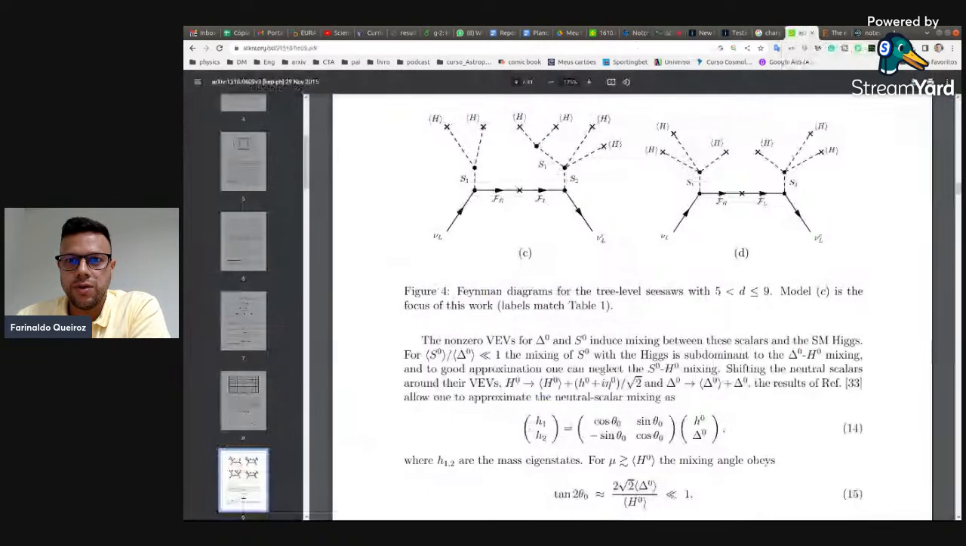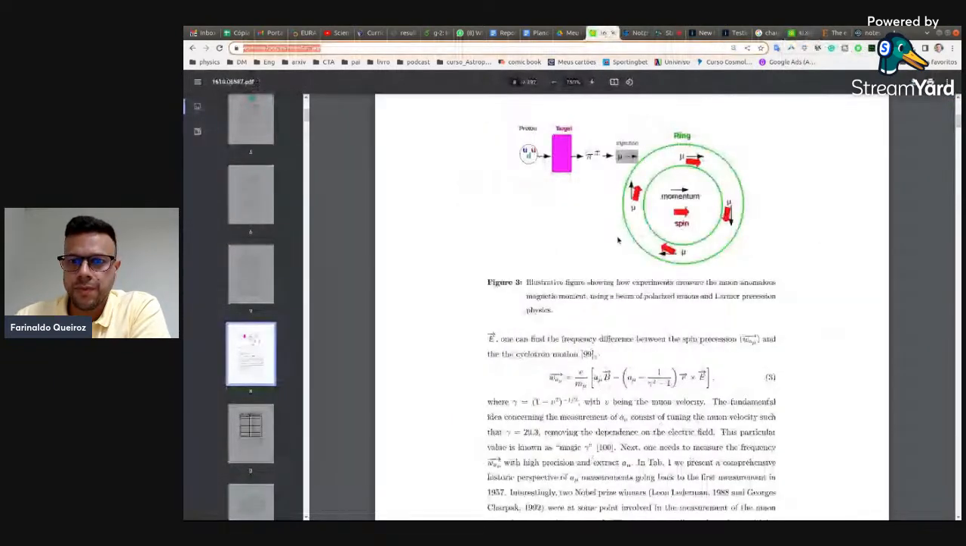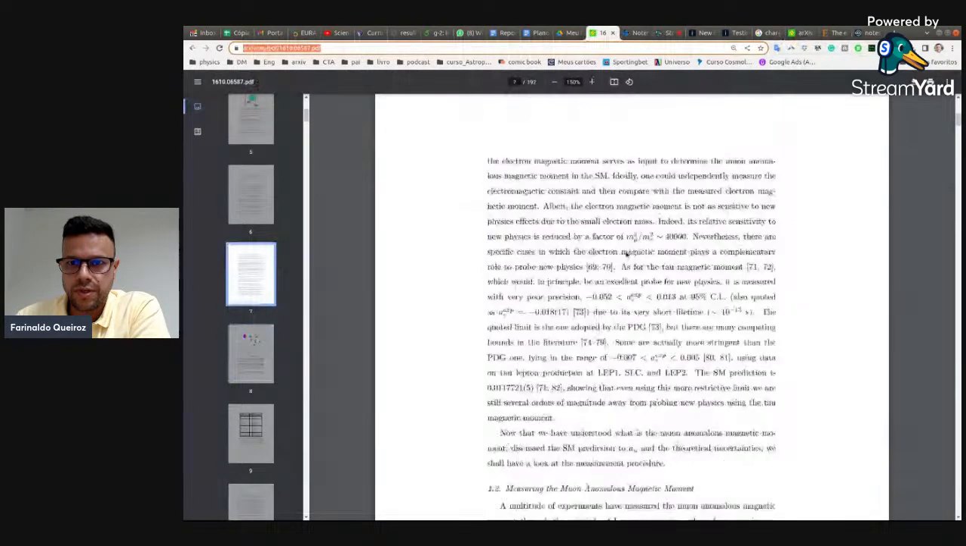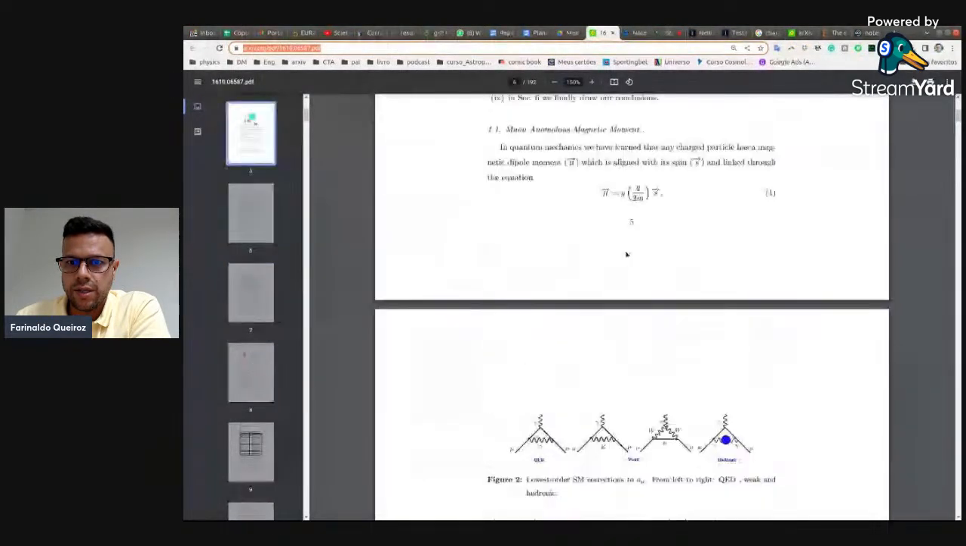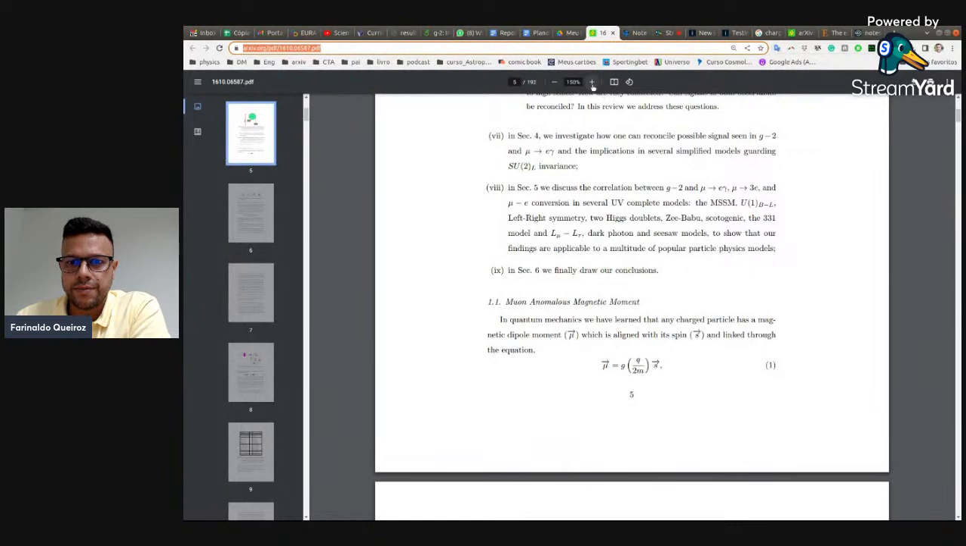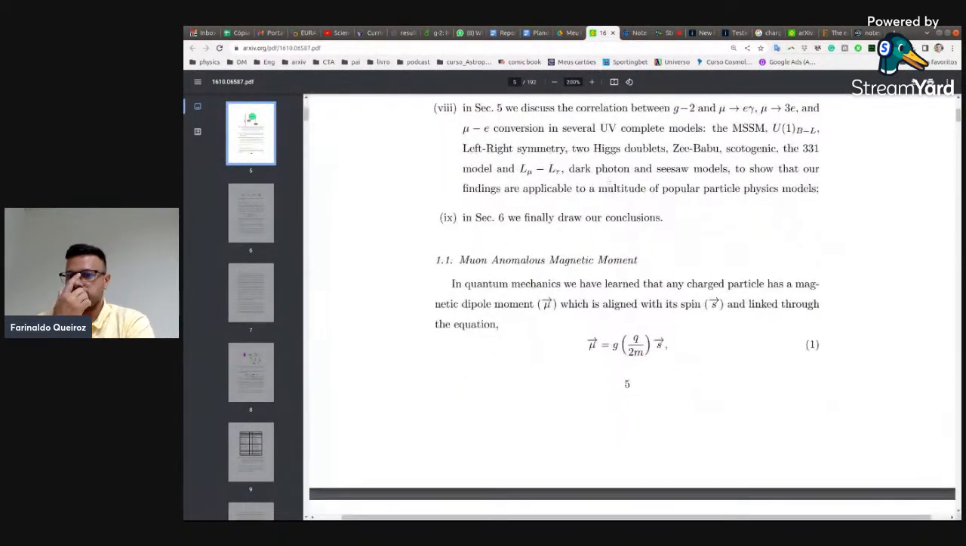Let me share with you a paper I wrote some years ago. Here it is. In quantum dynamics, we learn that any charged particle might have a dipole moment. That dipole moment can be very different from 2 if it's a composite particle. But if it is an elementary particle and it's a fermion, this g should be equal to 2. So you can derive this equation 1.